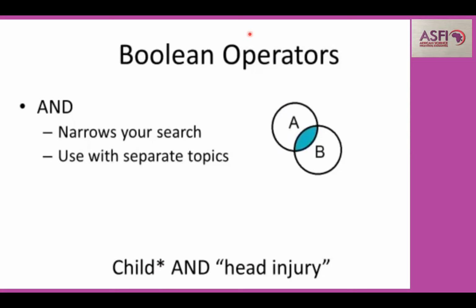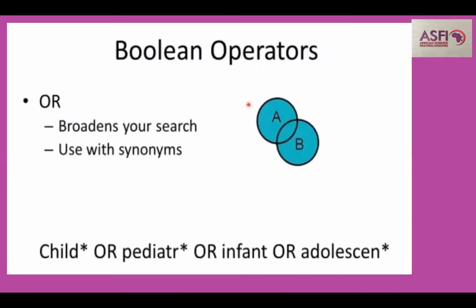All right. Now the next one is OR. When you use OR, you broaden your search. All right. So if you use OR in combining A and B, what it means is that you're telling the database, give me studies that have A, or just A without B, or B without A, and those that have A and B combined. So you're expanding it.